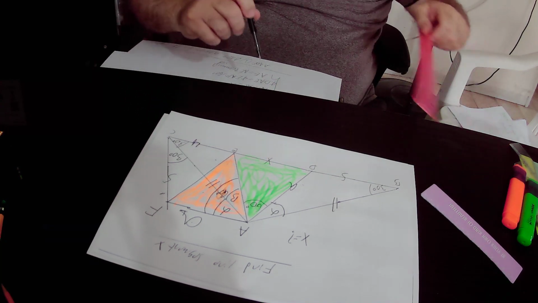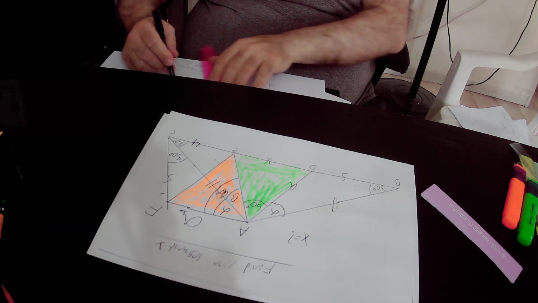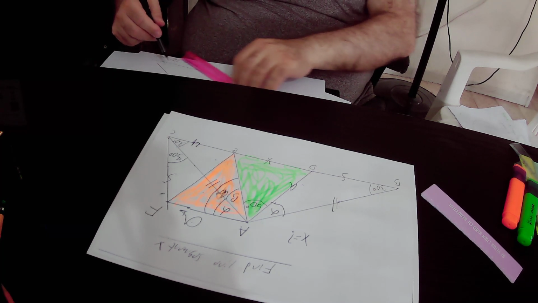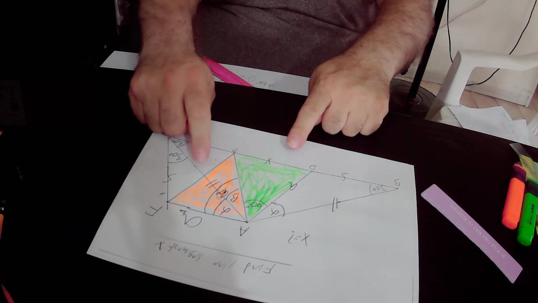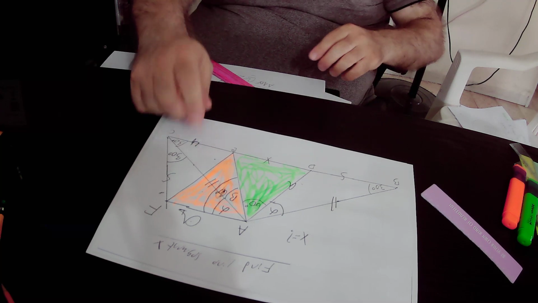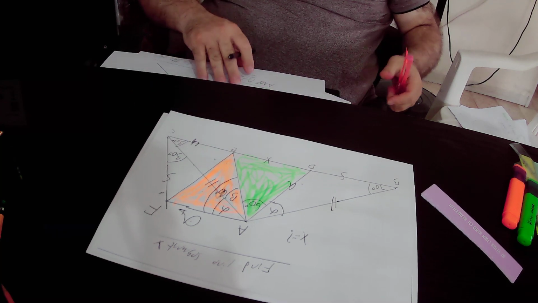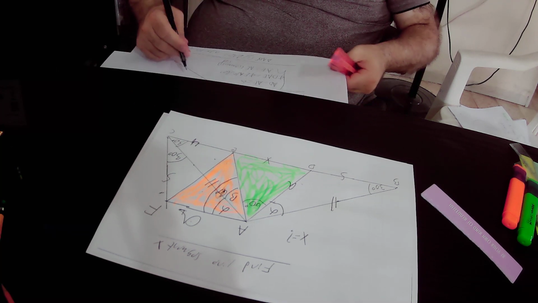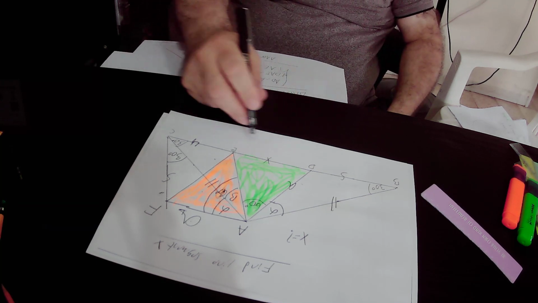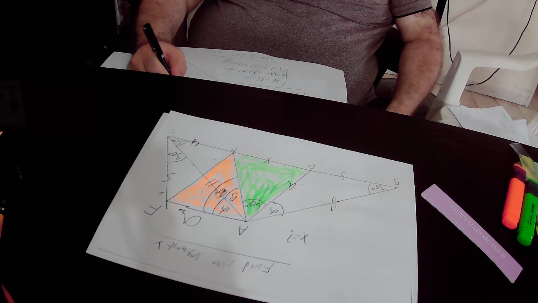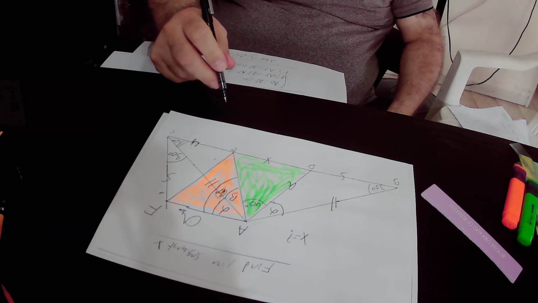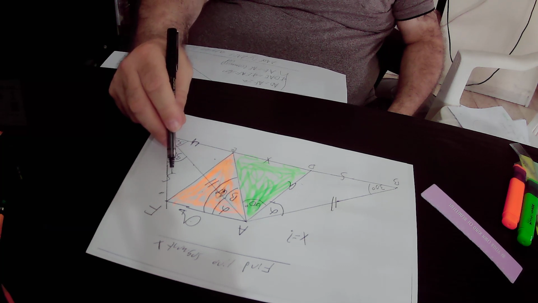And from the fact that the green triangle is congruent to the orange triangle, we will conclude that those two sides are equal to each other. That is to say, side DE equals side EF.